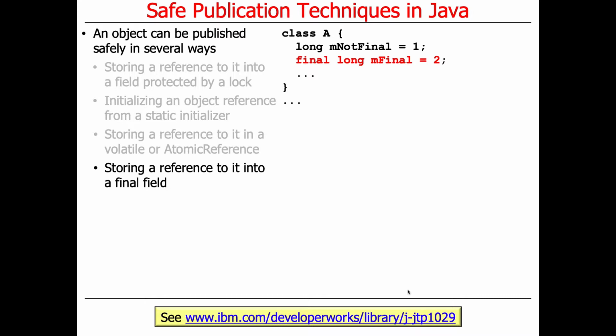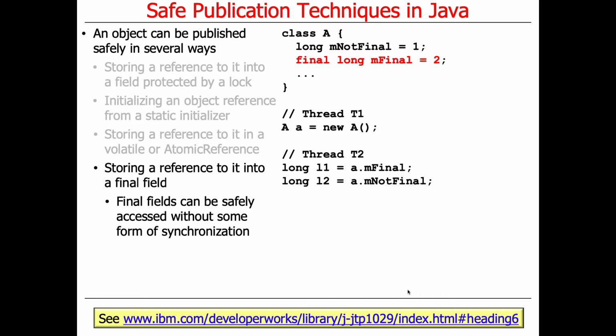So you can see here we have class A with a couple of fields, M not final and M final. So M final is a final field, as the name suggests. M not final is not a final field. So let's take a look. If we were to create a new instance of class A in one thread, and then try to access its fields in another thread, what would be likely to happen?